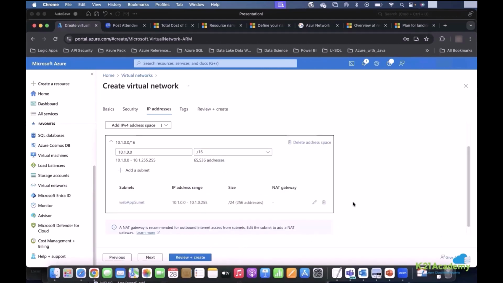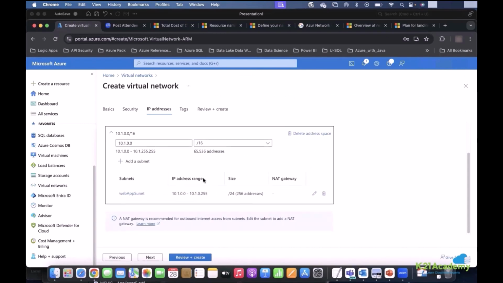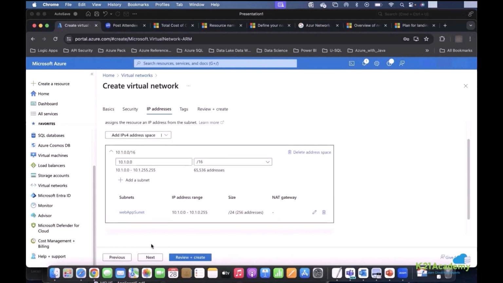So as of now, I'll say save. If you want to add more subnets while creating this, you can, or else you can create them later also. So that's my particular IP address range.